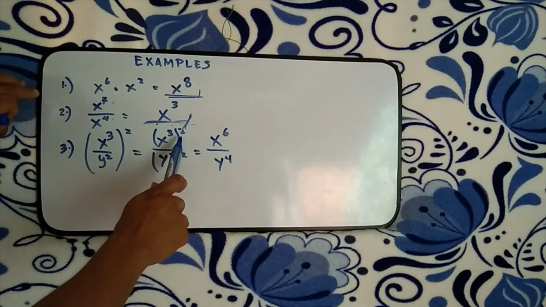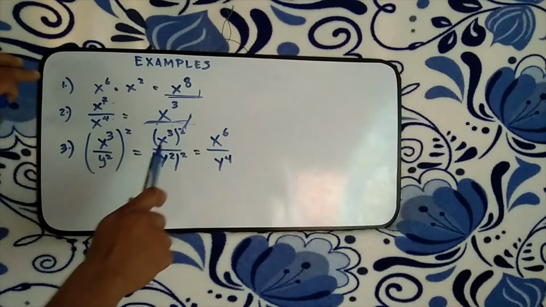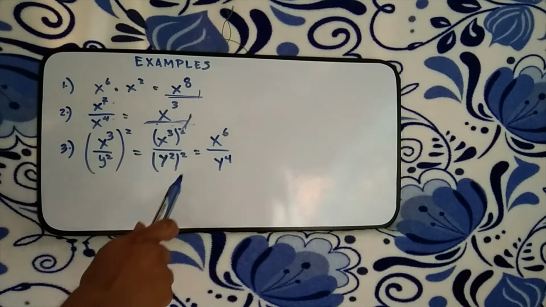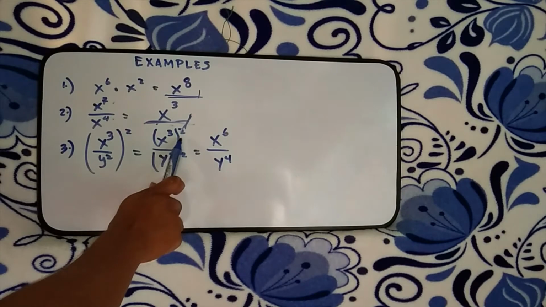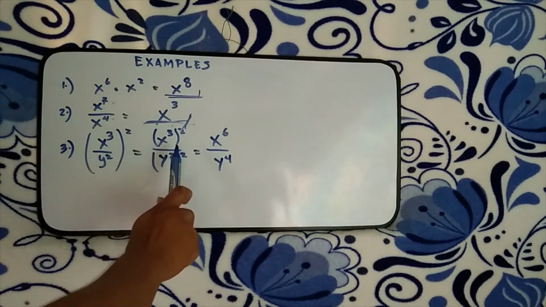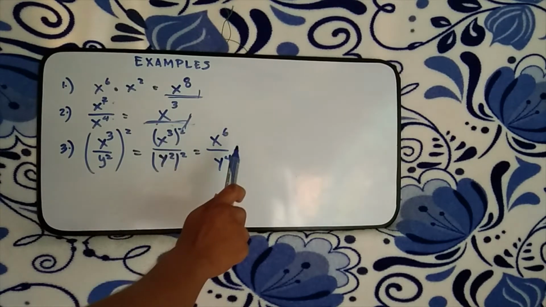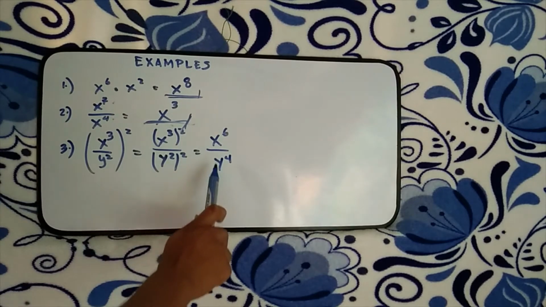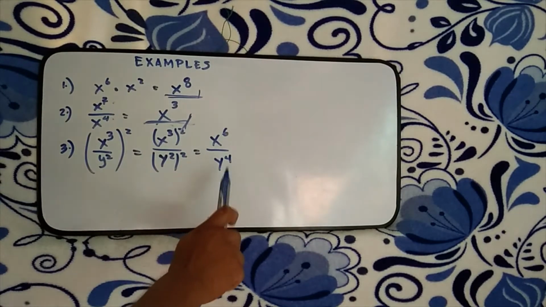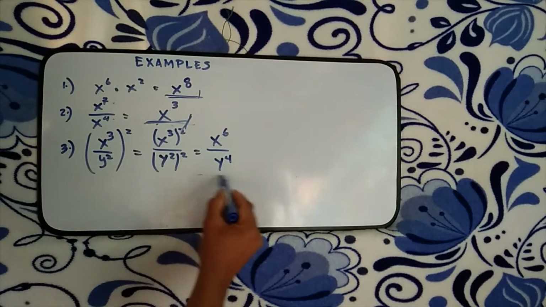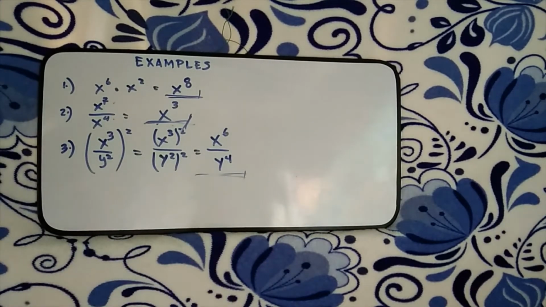Kaya, 3 times 2 dun sa rule number 3 kanina. Ito, 2 times 3 is 6. Kaya, x raised to 6. 2 times 2 is 4. Kaya, y to the 4th. Kaya, ang answer natin is x to the 6 all over y to the 4th.